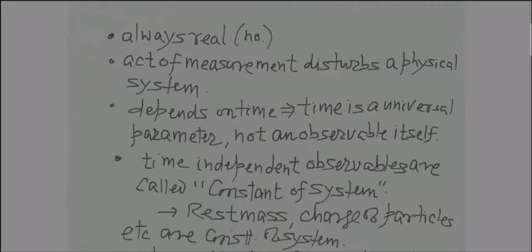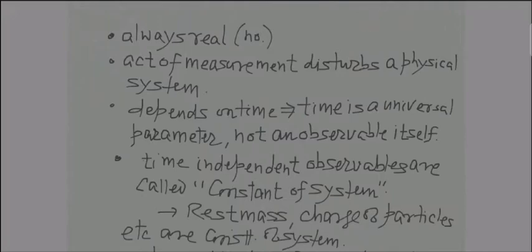Now, when we try to measure an observable, it disturbs your physical system, as is written over here. I already told you in the previous classes that when we try to measure the position of an electron, we have to bombard it with photons. While bombarding the electron with photons, some uncertainty in momentum and some uncertainty in position comes out. That is Heisenberg's uncertainty principle.